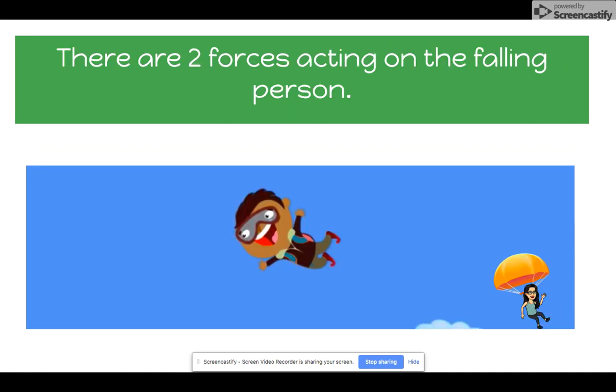Did you have a chat with your buddy? Do you know how the person is going to use the parachute to help them fall to the ground safely? We'll see if you're right further on through the video.